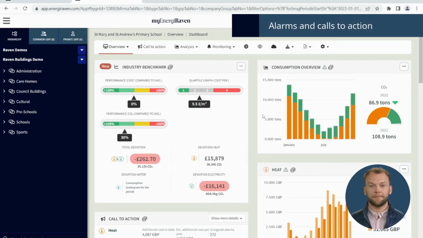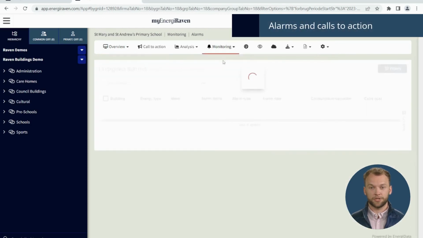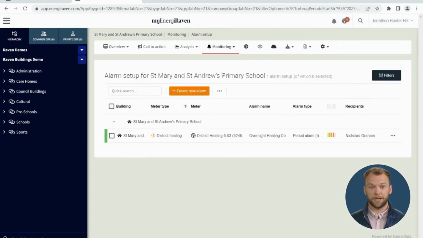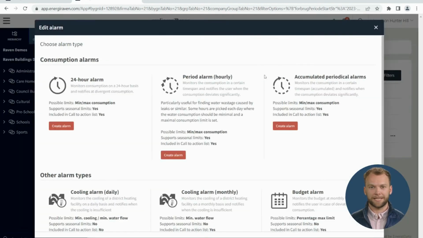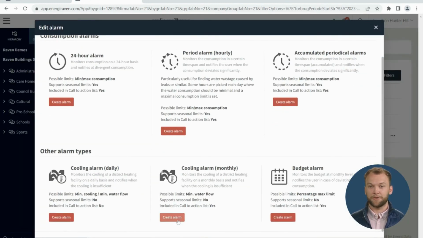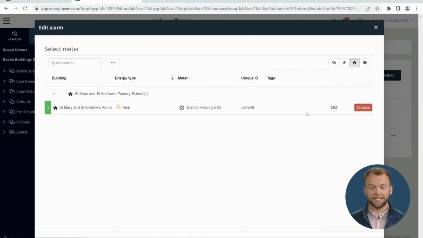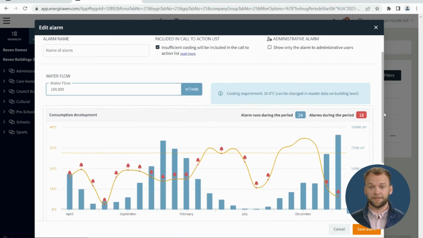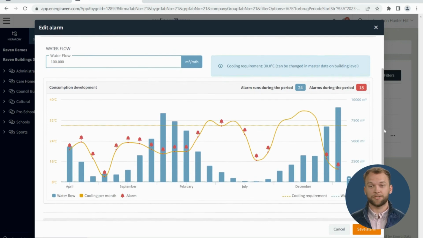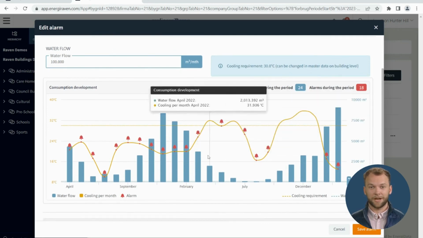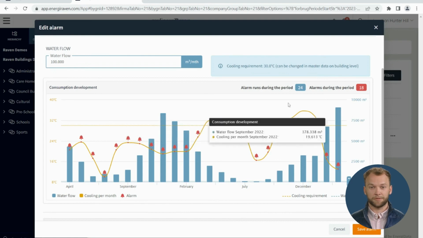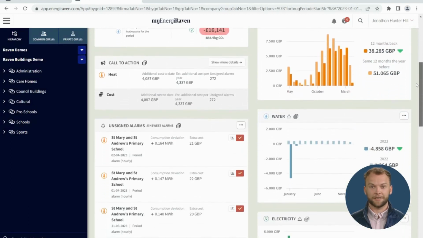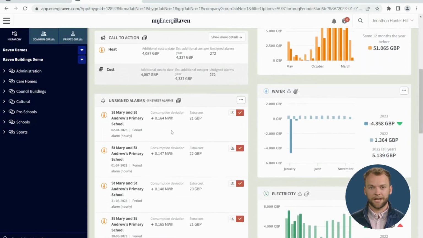For each meter in the system, we can set different alarms which alert users to issues with the performance of their buildings. For example, for water consumption, we could set an out-of-hours alarm, which might indicate a leak outside of operational hours. Or for a heating system, we could set a cooling alarm, which notifies you when the efficiency of your heating system is compromised. If an alarm is triggered, it will notify us by email or text message, but will also create an alarm on the dashboard. Users will see these alarms, as well as the associated cost of not addressing them, making it easy to prioritize remedial actions.